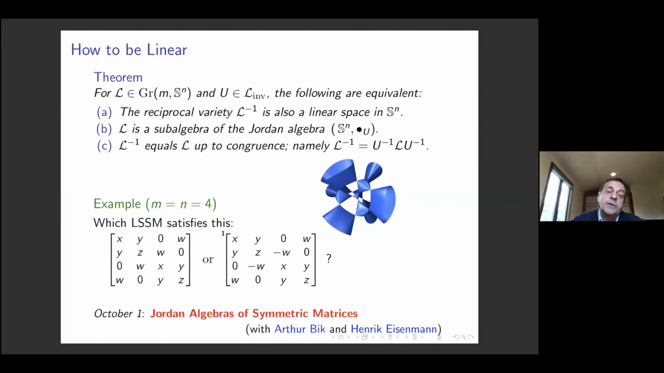So for example, here are two LSSMs with M and N equal to four. These are four-dimensional linear spaces of symmetric 4x4 matrices. Each of these represents a four-dimensional space. The right one with the minus here satisfies this. It's a Jordan algebra, so the inverses are again a linear space. And this one is not a Jordan algebra. Okay.